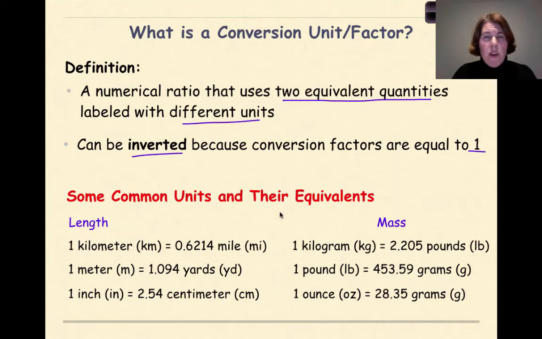So some common conversion factors, you don't need to memorize these, but these are conversion factors that you might have used in the past. For example, 1 kilometer is equal to 0.6214 miles. 1 meter is equal to 1.094 yards. 1 inch is equal to 2.54 centimeters. 1 kilogram is equal to 2.205 pounds. 1 pound is equal to 453.59 grams, and 1 ounce is equal to 28.35 grams. All of these are conversion factors because we're just going from one unit to another unit.